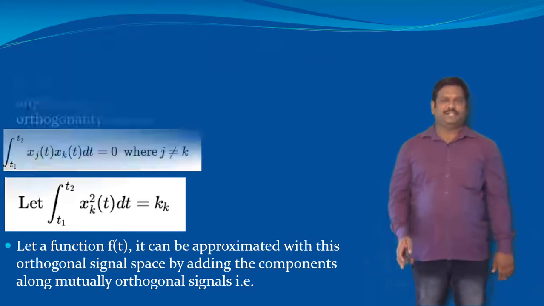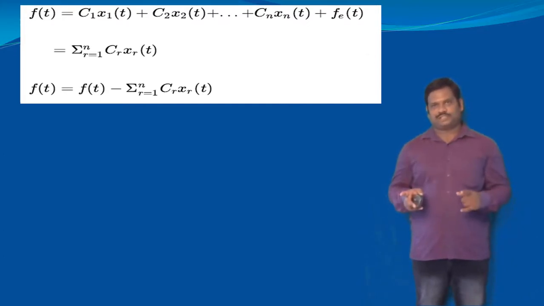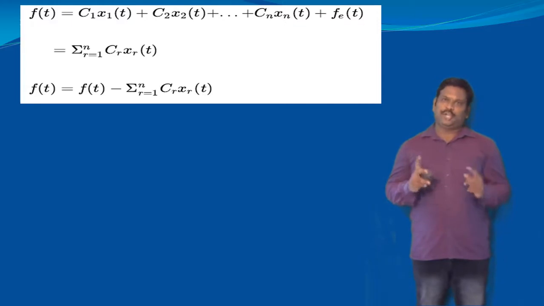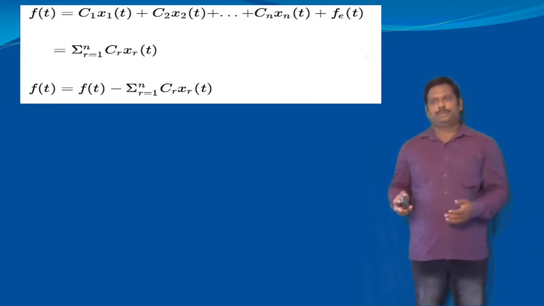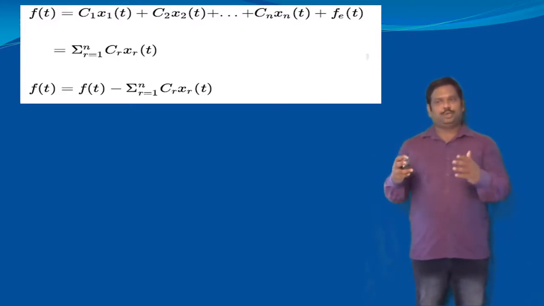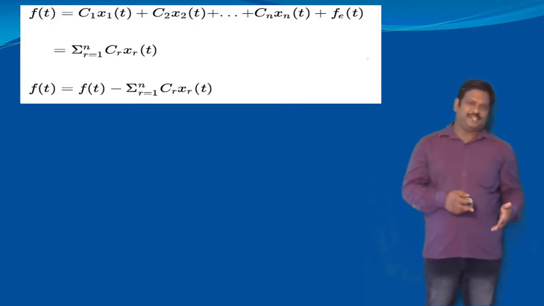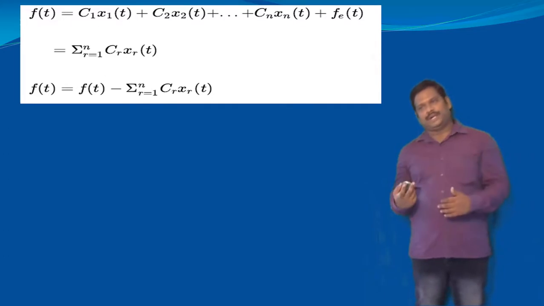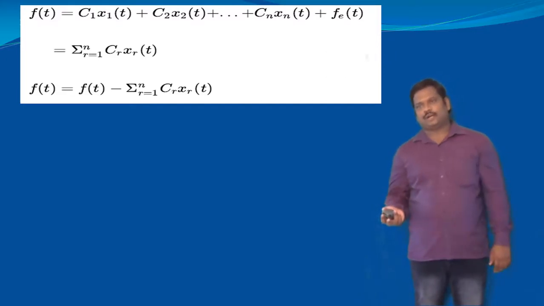Therefore f of t will be represented with the number of components like this: c1 x1 of t, that is the first component, first function, c2 x2 of t, the second component, second function, plus and so on, cn xn of t, plus, if there is any error, that function will also be represented, that is fe of t. The summation of all these is the summation r equal to 1 to n of cr xr of t, plus fe of t. Therefore fe of t is equal to f of t minus this particular summation, which varies from r equal to 1 to n of cr xr of t.